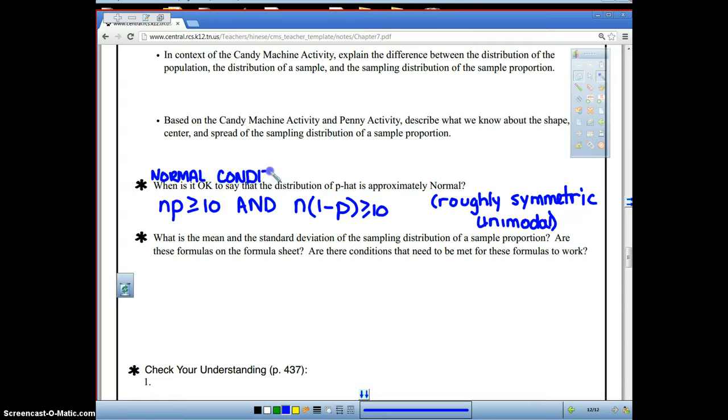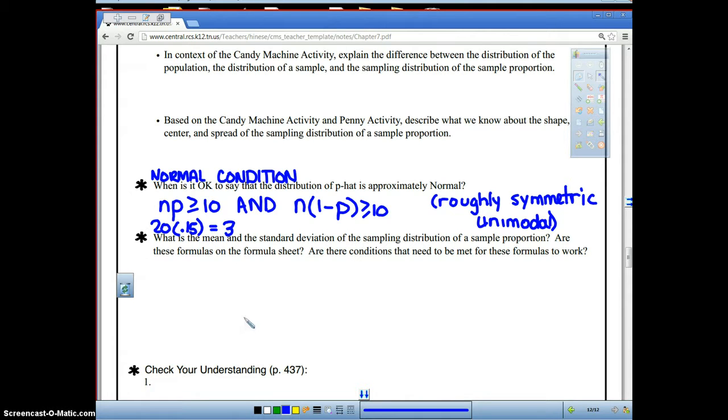And if you will notice, our distributions of p hat were normal until we got to the point where n was 20 and p was 0.15. And if you multiply 20 times 0.15, you actually end up with 3, which is less than or equal to 10, which is why our distribution looked slightly skewed.